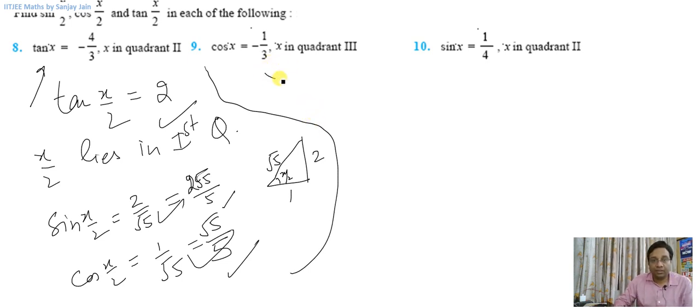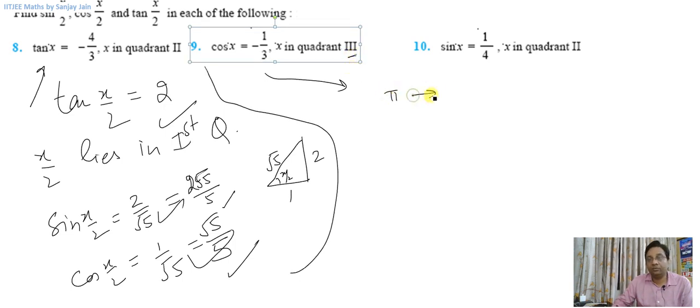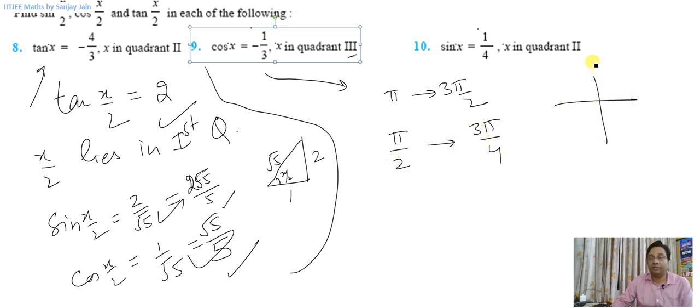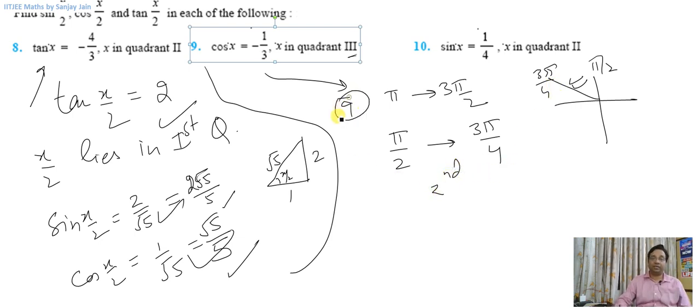So in this, x lies in third quadrant. So third quadrant goes from pi to 3 pi by 2. So x lies in third quadrant. So x by 2 will lie from pi by 2 to 3 pi by 4. That is in second quadrant. This is pi by 2. This is 3 pi by 4. So x by 2 lies somewhere here. So obviously second quadrant. We are talking about question number 9 here.